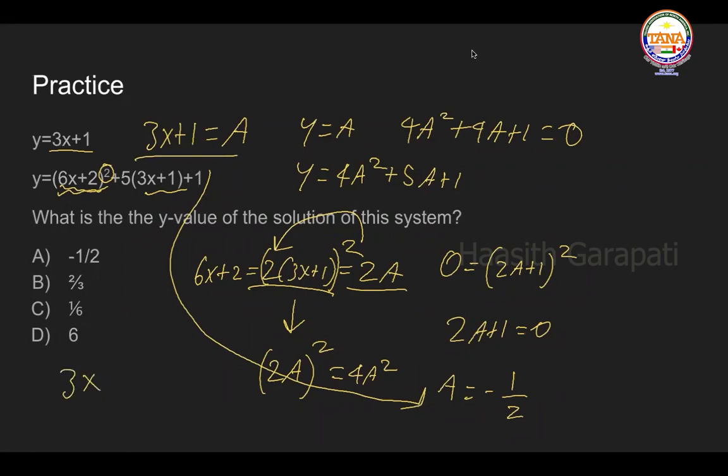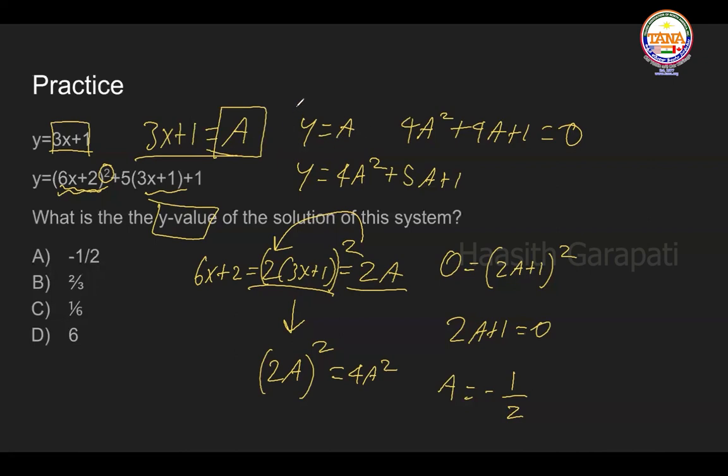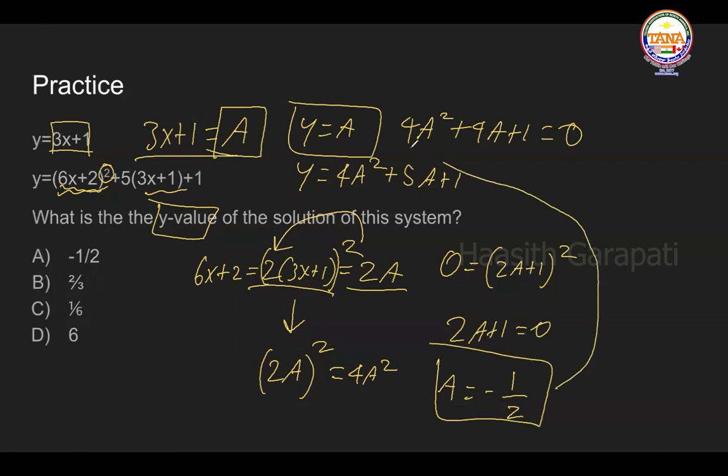Oh, wait, actually, no, we don't have to do that. Remember what we said, where the question is, what is the y value of the solution of the system? Although yes, we do need to find x to find y. Remember, we just turned this x term into a big fat variable, right? So this is the same thing as y is equal to a. Well, if we know what a is, we can use the a value to find the y value. So simply, y is equal to negative 1/2. Therefore, a is the correct answer.